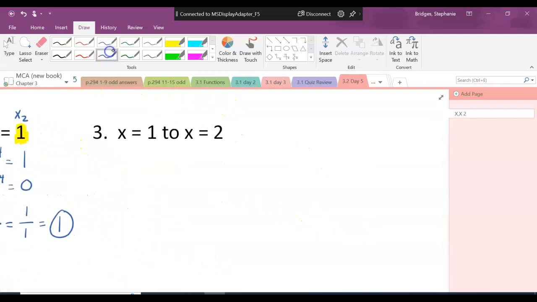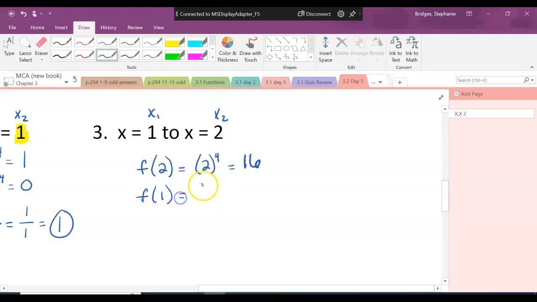Is everybody ready? I'm going to call the first one x1, call the second one x2, just because that makes more sense to me. Doesn't mean you have to do it exactly that same way. I'm going to take and plug in my second x into my function. What is 2 to the 4th power? 2 times 2 times 2 times 2. 16. And then I'm going to plug in the first number. And 1 to the 4th power is just 1. So we do 16 minus 1.